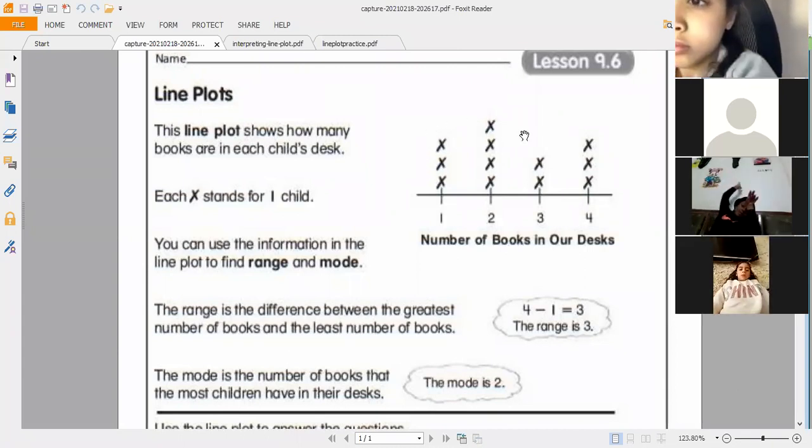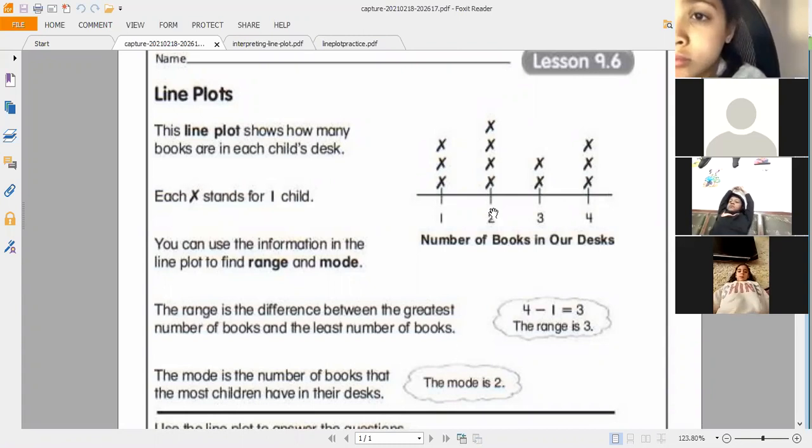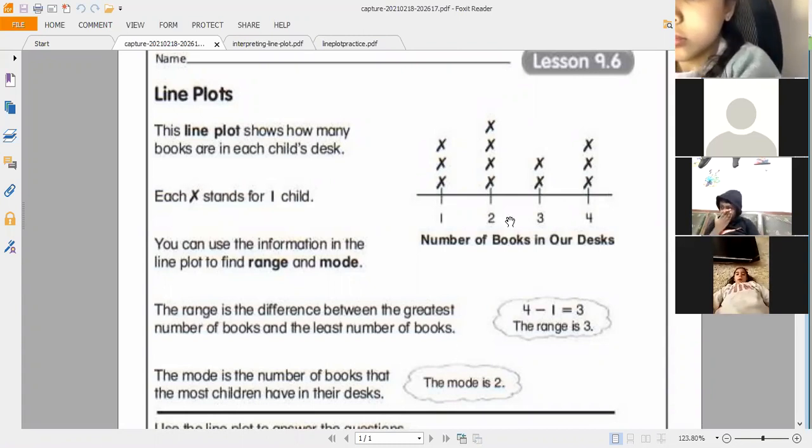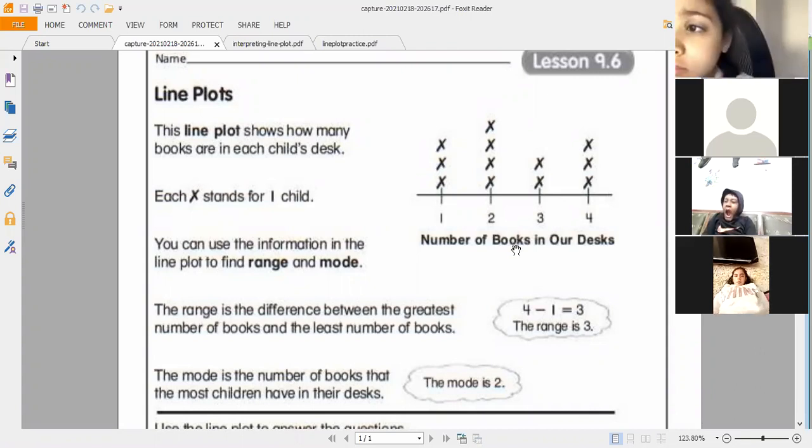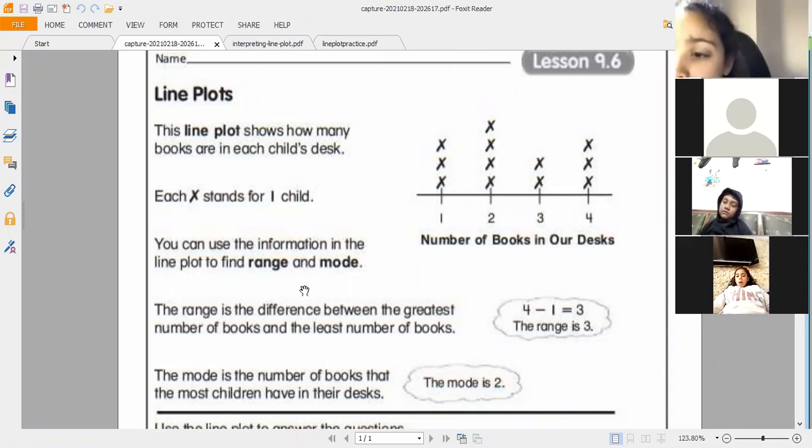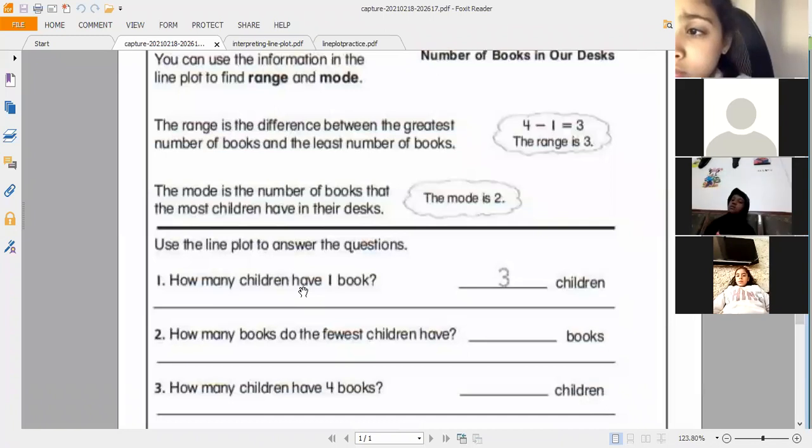Okay, do you understand the line plots, Malik? Yes. Okay, I want to know how many children have 2 books. 2 books. 1, 2, 3, 4.